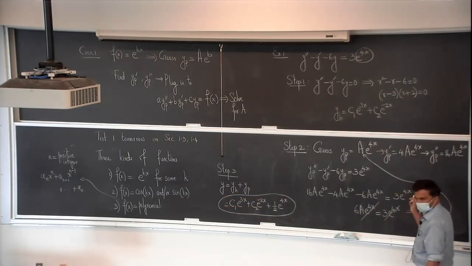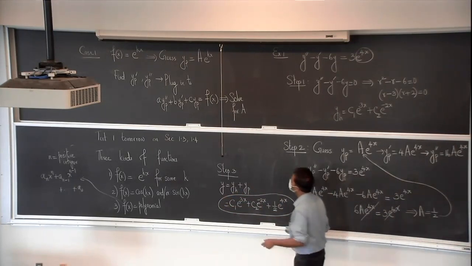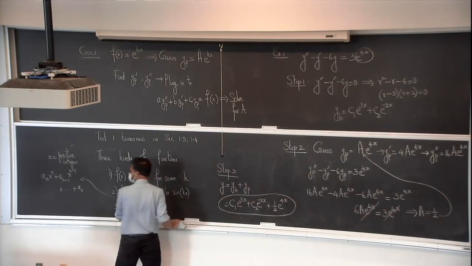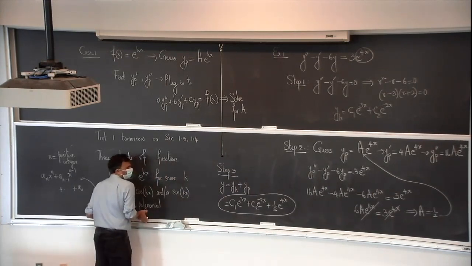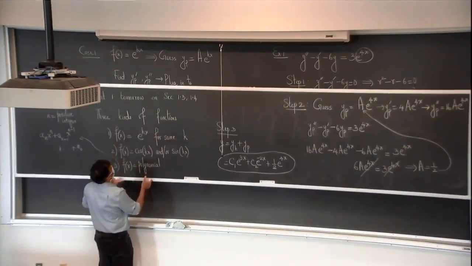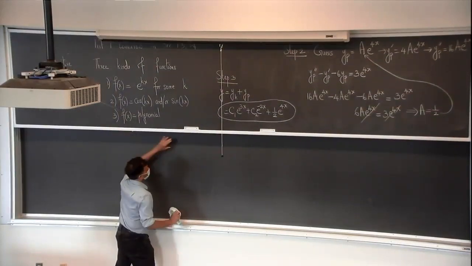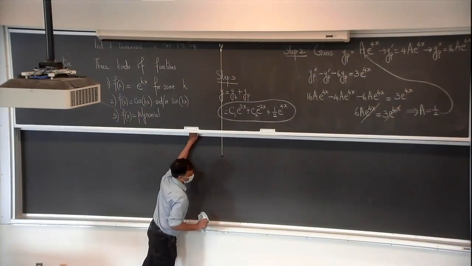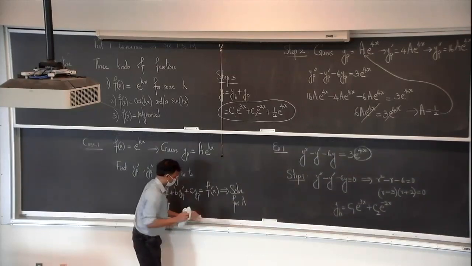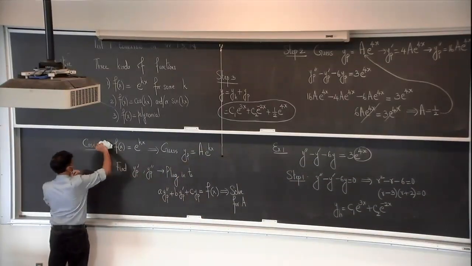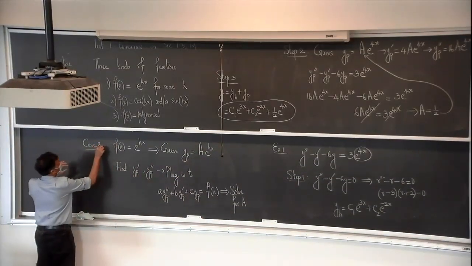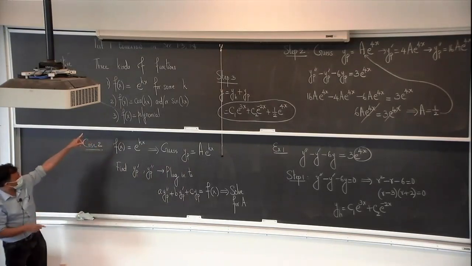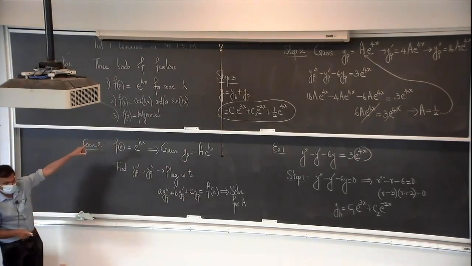Okay, any questions on that procedure? Looks pretty straightforward. Okay. All right, let's look at case number 2. This is the one you should be a little bit careful. Case number 2 is where it is either a cosine or a sine or both.